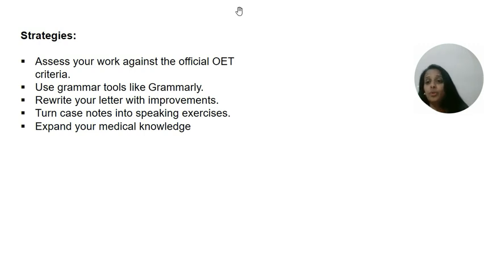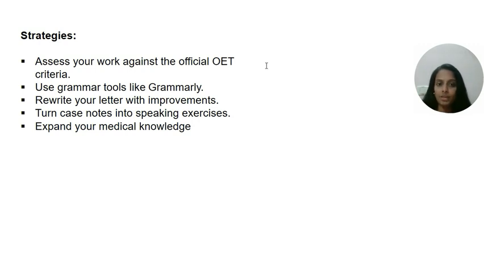So, beyond practice, there are some strategies that you need to keep in mind. Assess your work against official OET criteria. Are you demonstrating clarity, conciseness, and relevance? You need to assess yourself and try to use grammar tools like Grammarly in order to spot common mistakes and make a checklist of errors to avoid. And rewrite your letters with improvements, because this helps train your brain to remember correct versions, not mistakes. And turn case notes into speaking exercises.